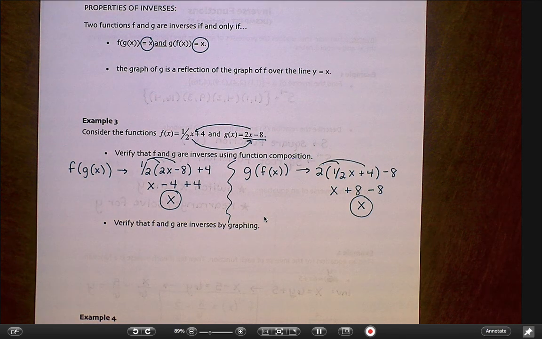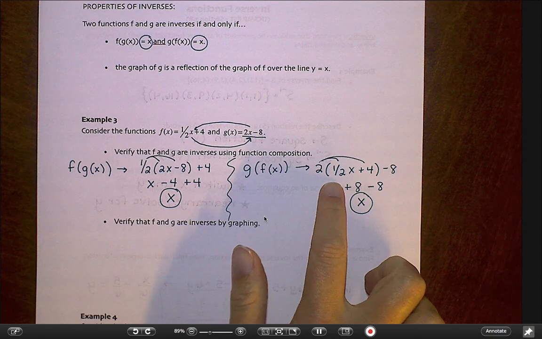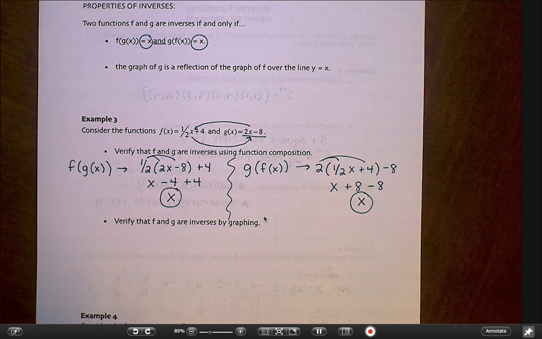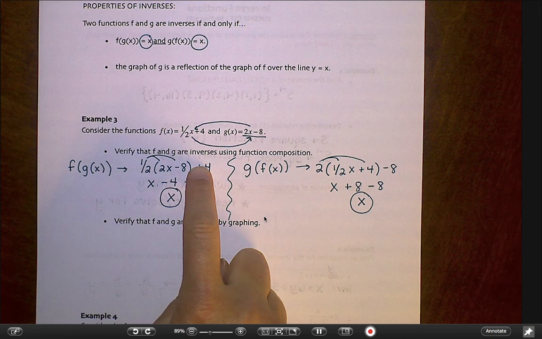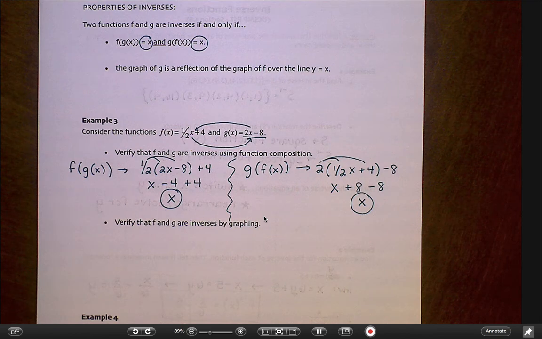I want to point one quick thing out because I know this comes up on your next quiz. A lot of you could look at these two things and probably do this math in your head, right? I get that. But if the question is to verify, it's not enough to just say, I promise I did it in my head. Verify means show, right? So you would want to show that, look, I plugged these into each other and this is what happened, okay?